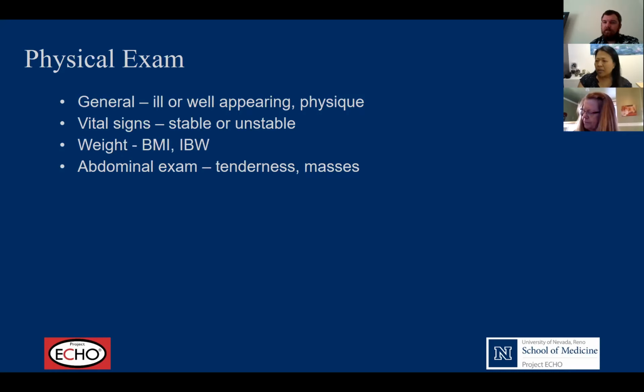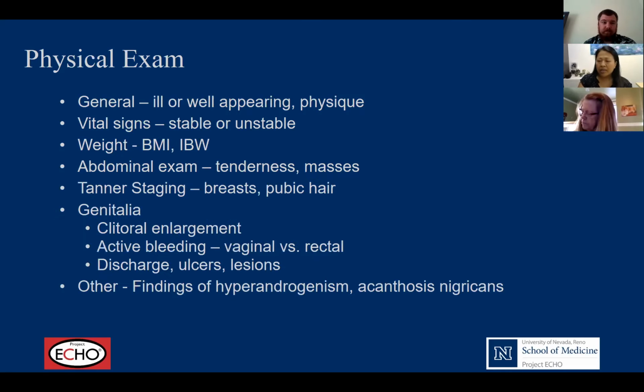Weight, we've already talked about, because obviously if somebody is, let's say, obese, you think about PCOS. If they are super thin, then you might want to think about an eating disorder. And of course, you're going to get into that history and figure that out. Both of those things can affect periods. With your abdominal exam, you want to know if they have any tenderness in the suprapubic area or the abdomen in general. Are there any masses?